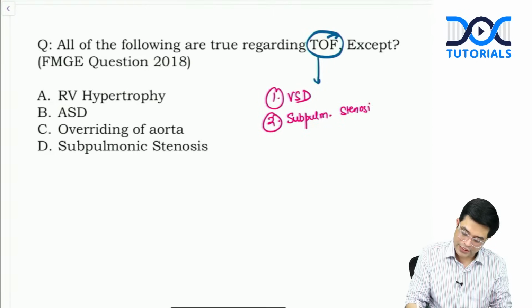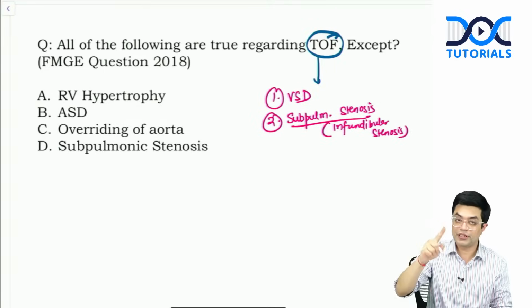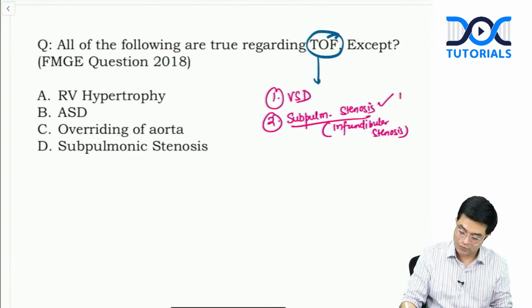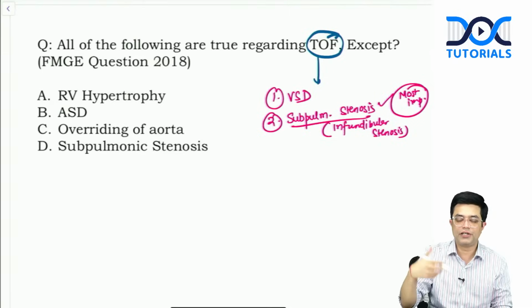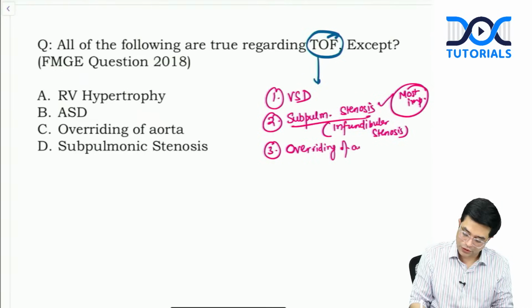In bracket you can write, it is also called infundibular stenosis. And this stenosis is responsible for the reversal of shunt, that is right to left shunt. So this is the most important component. If they ask you in exam the most important component for severity of stenosis, it is subpulmonary stenosis. Third component is overriding of aorta. And fourth component is RV hypertrophy.